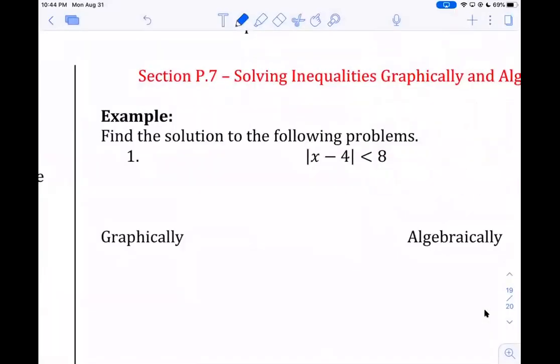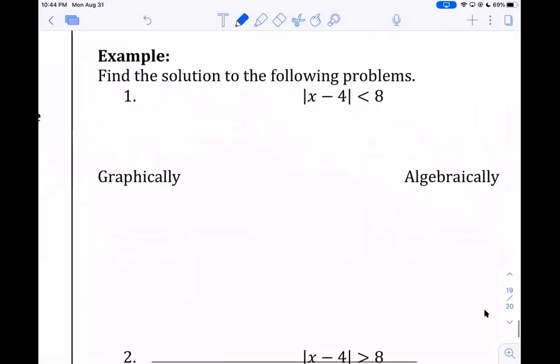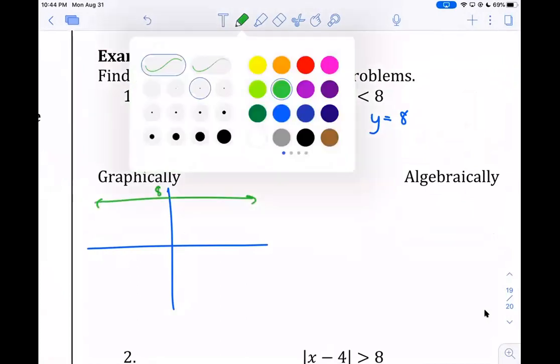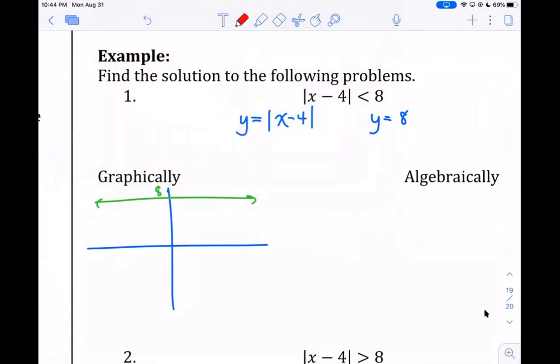So then let's come back to our notes. Graphically, if we think about it, we are looking at two graphs: y equals absolute value of x minus 4 is one, and y equals 8 is the other one. So y equals 8, let's just pretend it's up here. And then let's say the x minus 4 graph is this one. Sorry, terrible drawing.